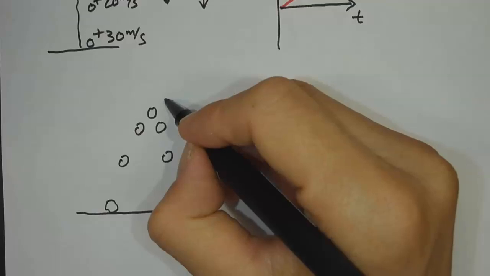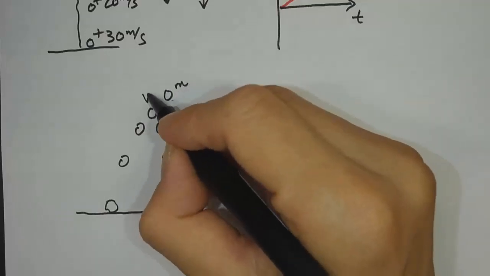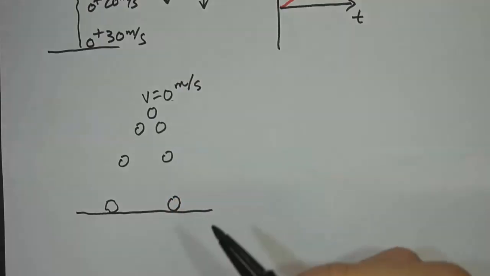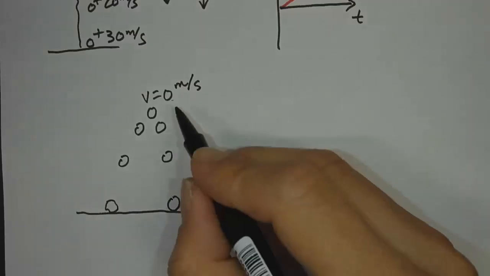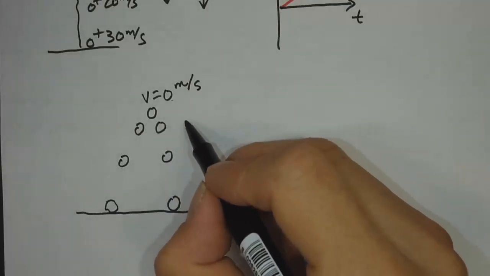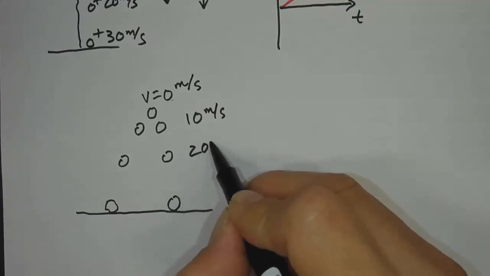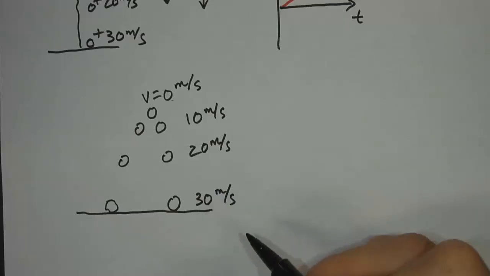At the highest point, the velocity is 0 meters per second, which makes sense because at the highest point it's changing direction. It's not moving, it's turning around. So 0 meters per second. 1 second later, we'll have a velocity of 10 meters per second. 2 seconds later, a velocity of 20 meters per second. 3 seconds later, it will have a velocity of 30 meters per second.